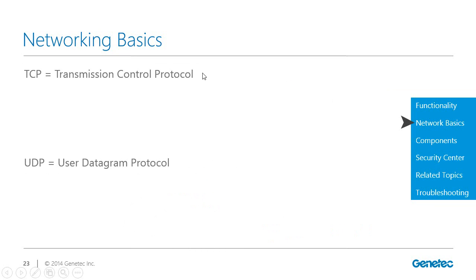TCP stands for Transmission Control Protocol, and UDP stands for User Datagram Protocol, but really that's probably the only time you'll ever hear those words uttered, and everybody just calls them TCP and UDP. Now the main thing to know is the difference between the two.